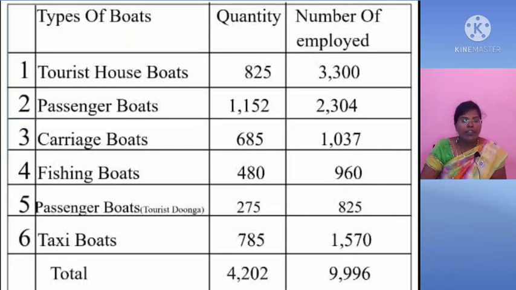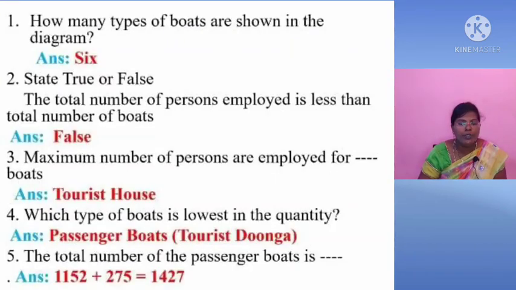Here we have to observe the last part, total. The quantity of these 6 boats is 4202 and the total number employed is 9996. Here the table gives numerical data, meaning number data. We can understand it clearly. Now we will go to the questions part. How many types of boats are shown in the diagram? Already I said 6. So 6 types of boats are there.